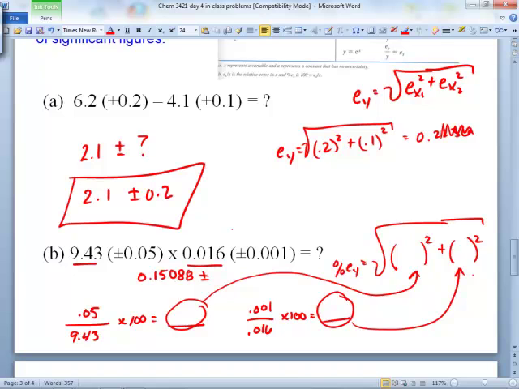Try not to do much rounding until the end. I mean, you don't think you have to carry all your digits, but try not to do too much rounding until the end.